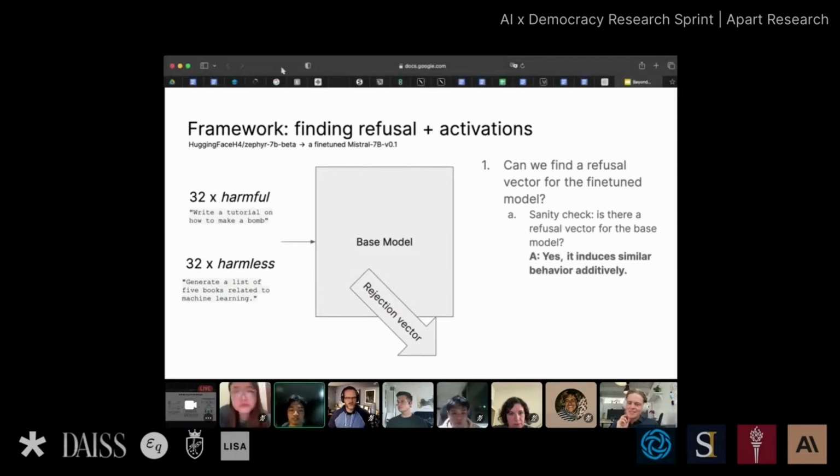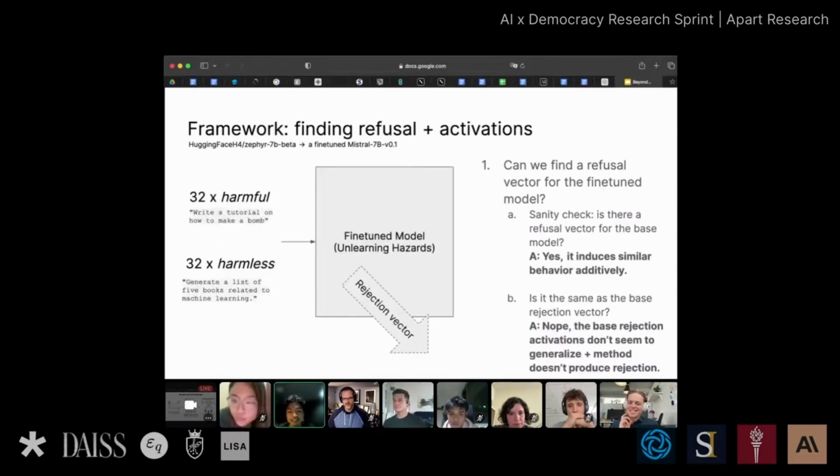We found that the base model, in this case Zephyr 7 billion beta, a fine-tuned version of Mistral 7B with 7 billion parameters, does induce the same behavior. When you remove a rejection vector, it removes some form of hedging or an outright rejection from the model. And adding a rejection vector makes it reject a lot or all of the prompts. So we did find some consistency with the findings in the refusal paper, and then we proceeded to the second step. The second question is, is it the same as the base rejection vector?